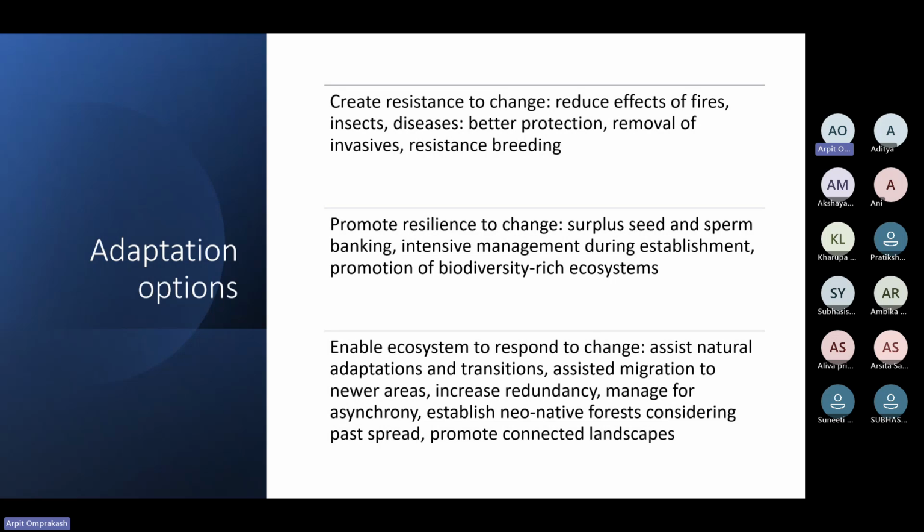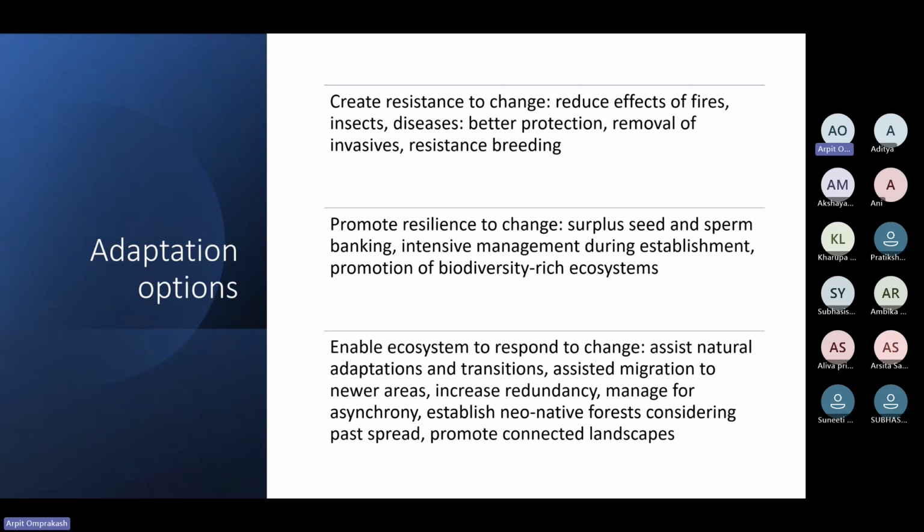So there are three options for adaptation. The first is to create a resistance to change. This way we can reduce the effect of fires, insects, and diseases. We can provide better protection, removal of invasives, and resistance breeding.